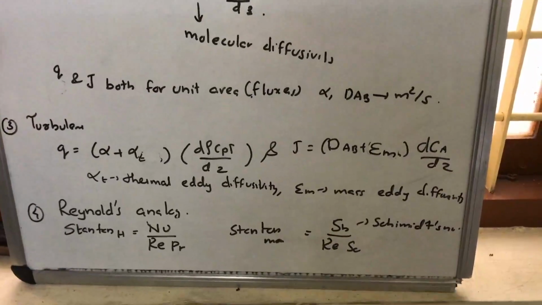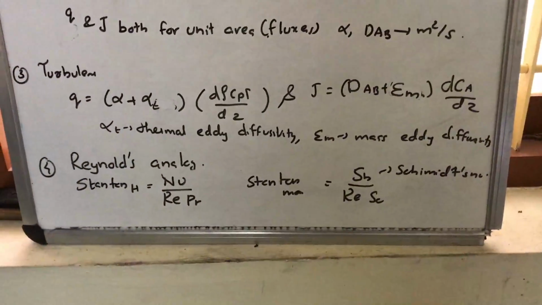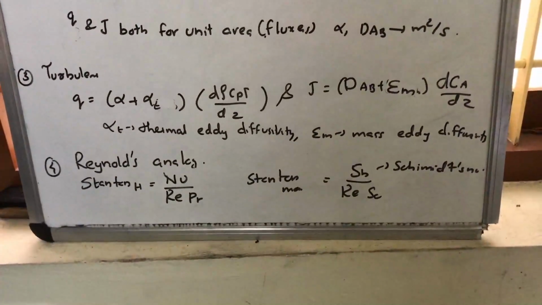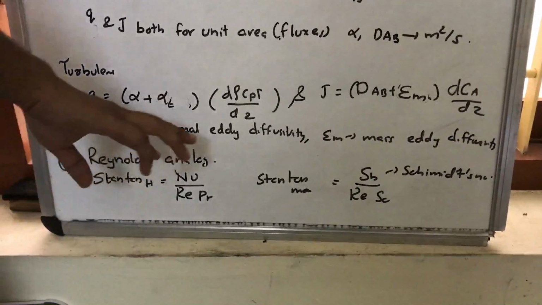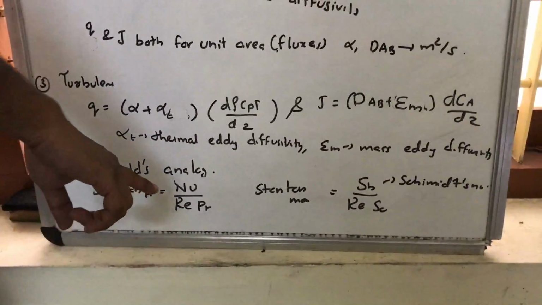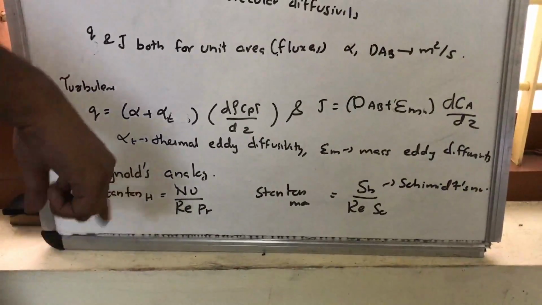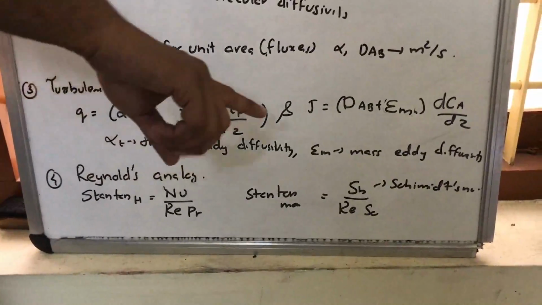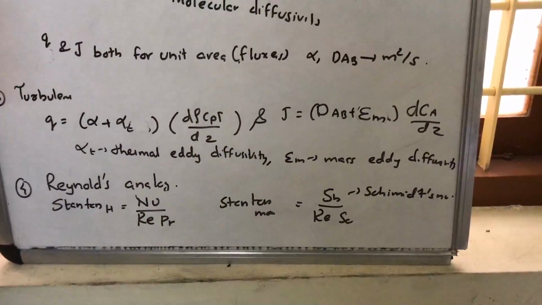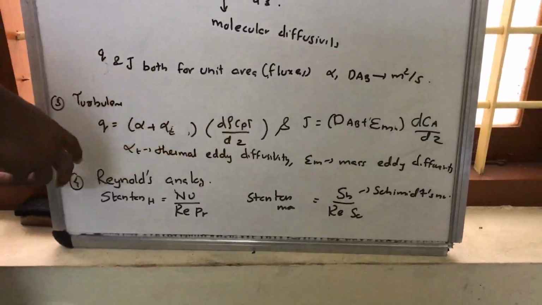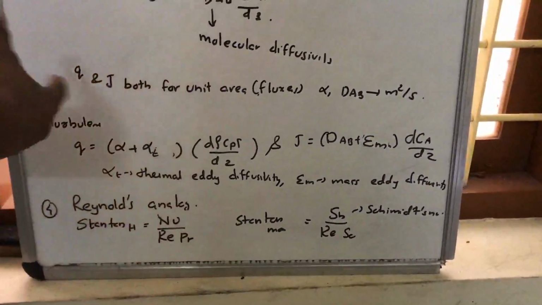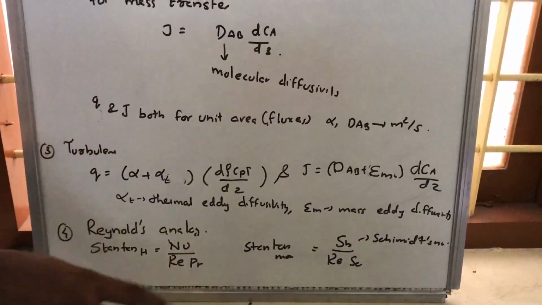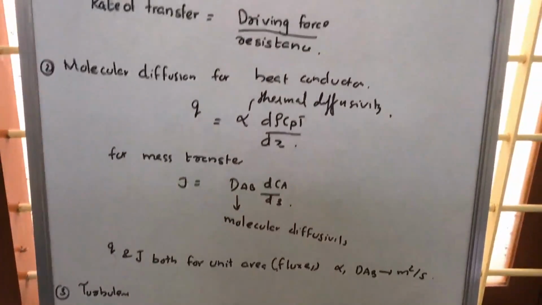Now this analogy is called the Reynolds analogy. That means if you are finding the standard number, then for heat transfer that is equal to Nu by Re Pr, and in mass transfer, that is equal to Sh by Re Sc. So again, even though both are set for different cases, they look the same. So these are the main analogies in heat and mass transfer.